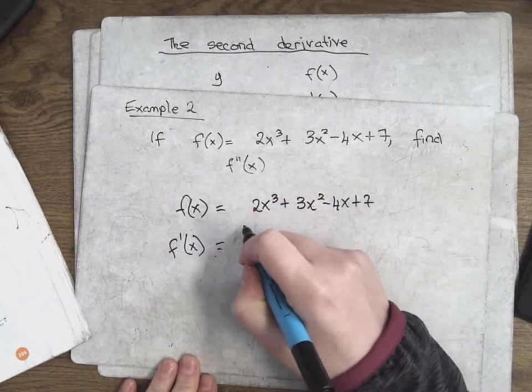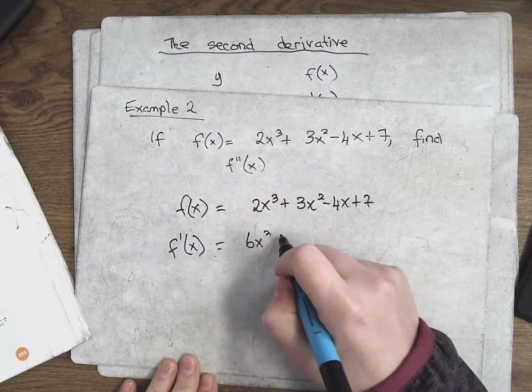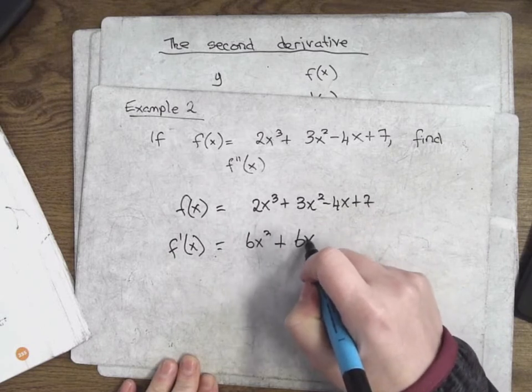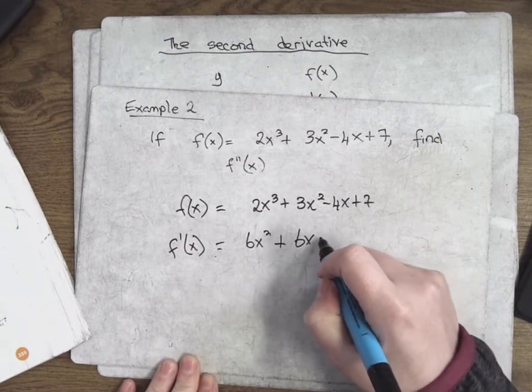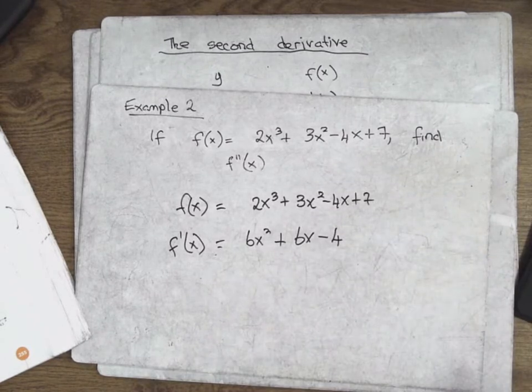Differentiate, 3 by 2 is 6x to the power of 2. Differentiate here, you'll get 6x, isn't that right? And differentiate here, you'll get minus 4, and differentiate 7, you get 0. Are we okay? Differentiation, you're all flying at that, I presume.